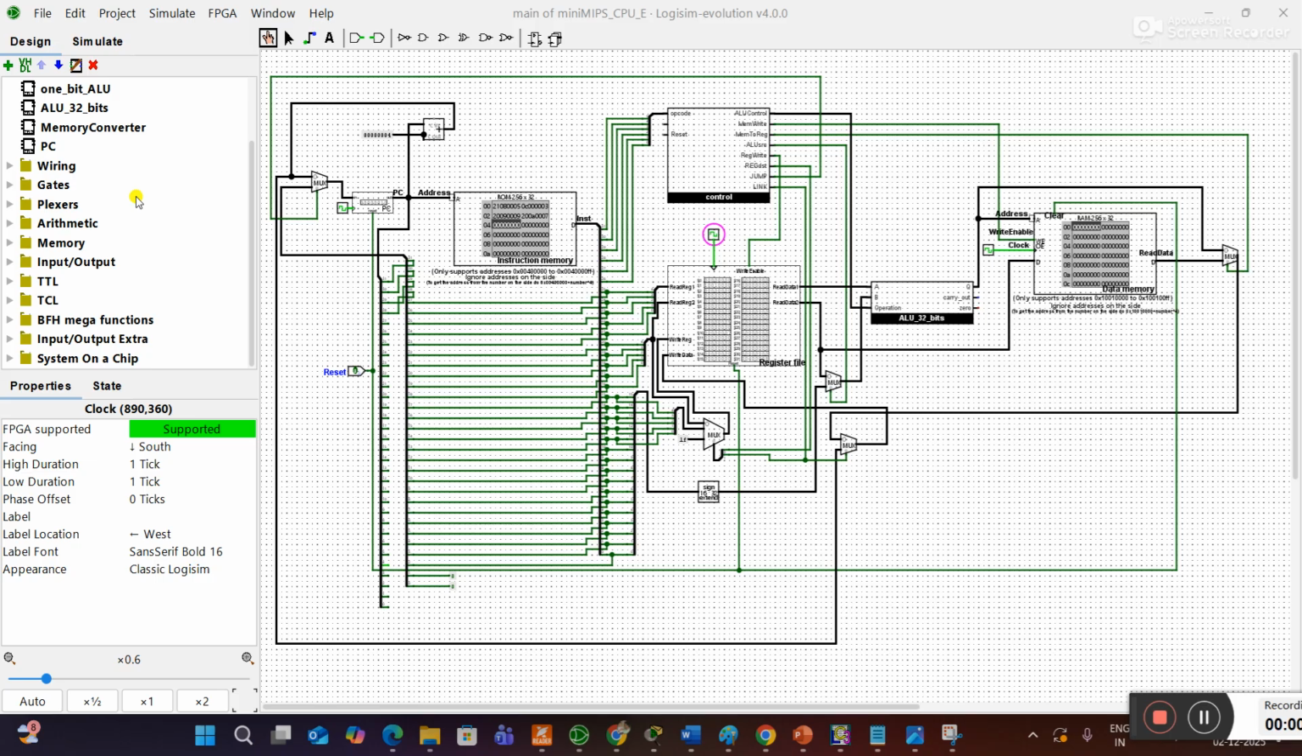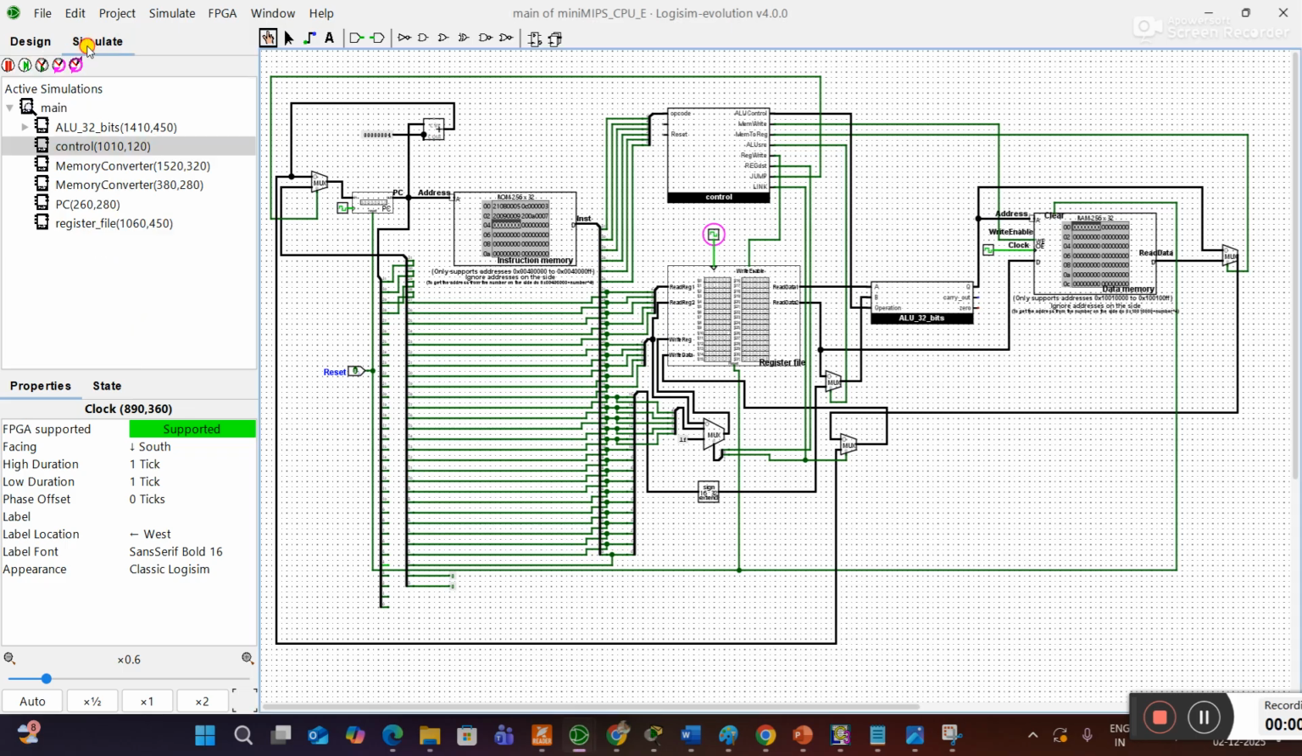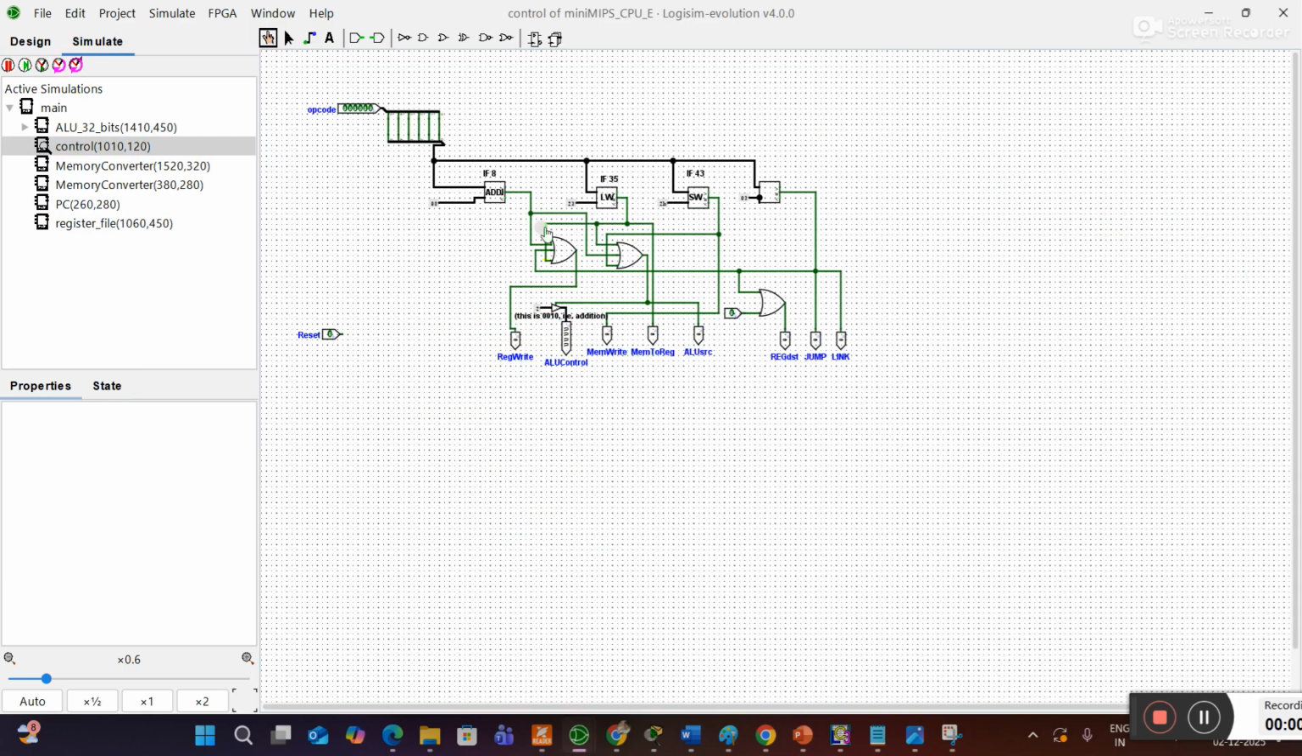control signals for LW and SW as well as JAL. JAL I implemented. So this is the control for JAL, jump and link. So here I am showing the control unit. So this is the control unit and the signals.